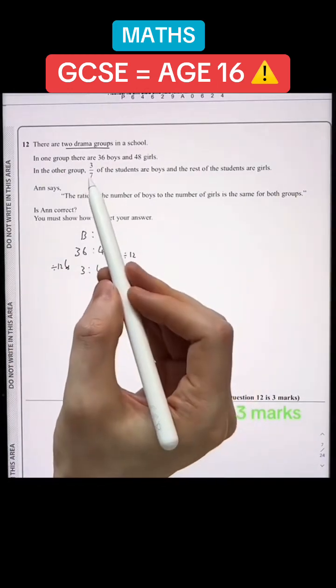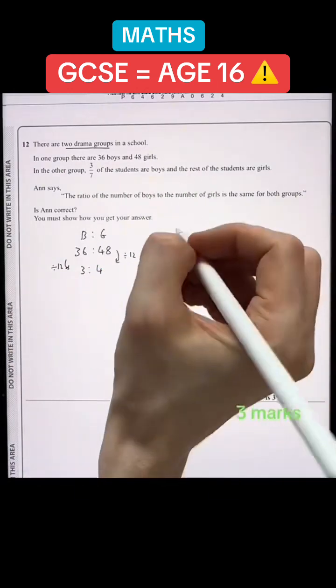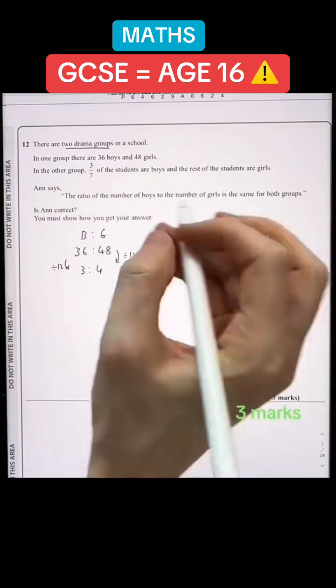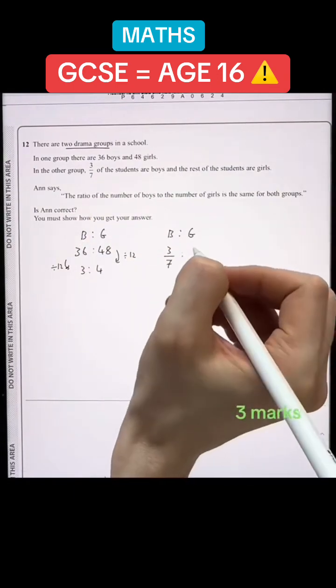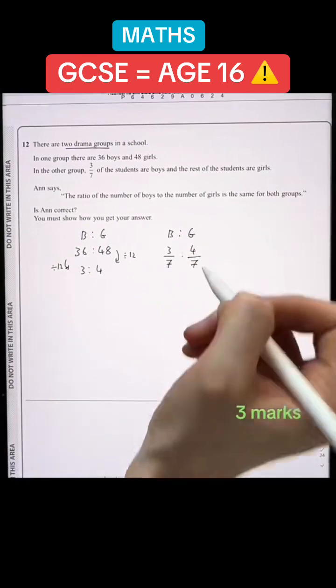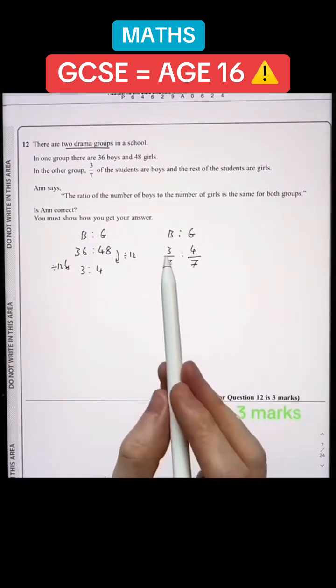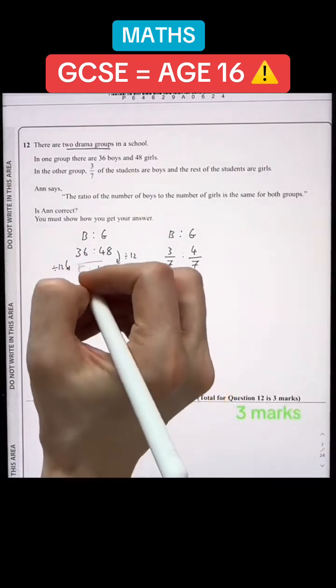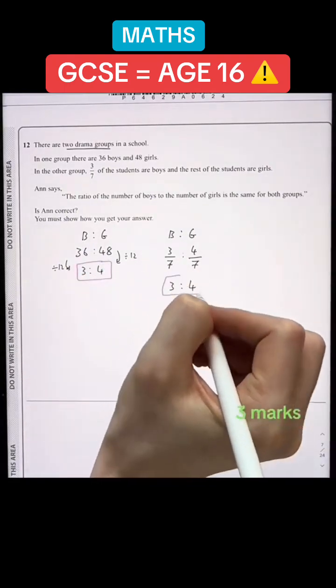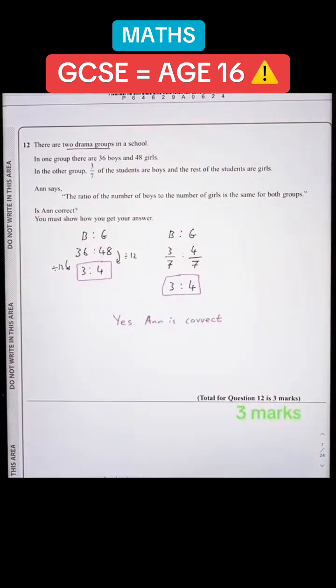In the other group, we're told 3/7 of the students are boys, and the rest of the students are girls. So therefore, for the ratio of boys to girls in the other group, if 3/7 are boys, to work out the number of girls, I can do the bottom number take away the top number. Well, 7 take away 3 gives us 4, and it's always the same denominator. So therefore, 4/7 are girls. As they have the same denominator, I can just read off the top numbers, that's my ratio. Therefore, it's the ratio of 3 to 4. We can now see that the ratio of boys to girls in both groups is 3 to 4. Therefore, Anne is correct.